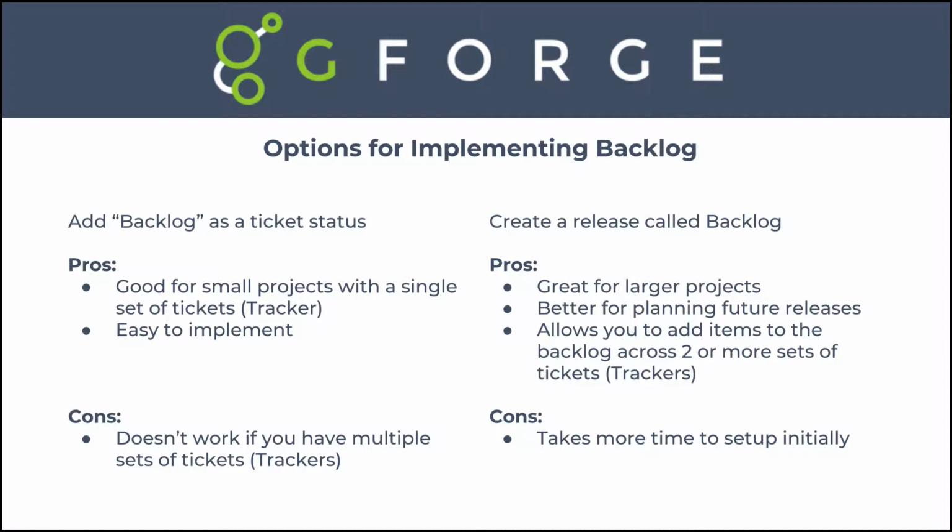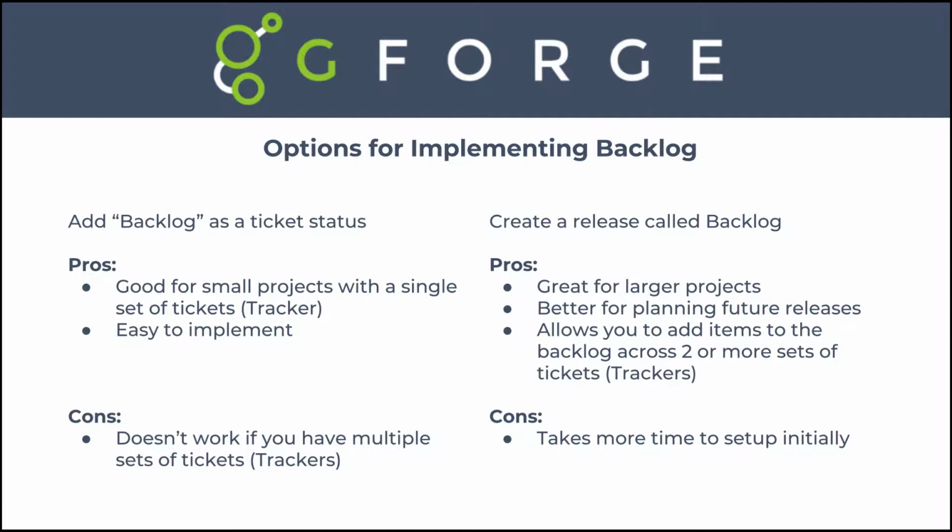As I said, GForge gives you two solid options for managing your backlog, so let's cover their benefits and drawbacks. The first and easiest way to manage your backlog is to update the status field on your tickets to include a backlog option. Doing it this way is great for smaller teams or those teams that don't want or need a sophisticated process. The only real drawback to managing backlog this way is that if you have two sets of tickets, say one for bugs and enhancements and another for support, then it makes release planning and reporting harder.